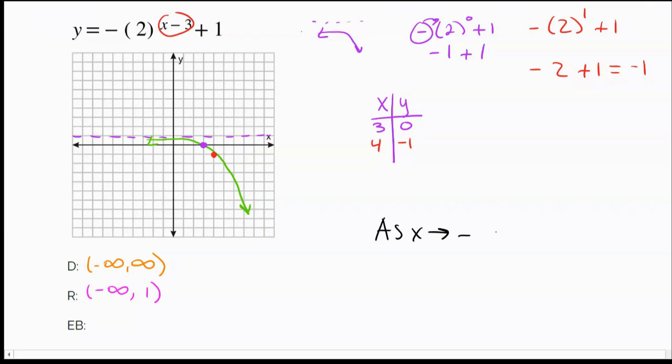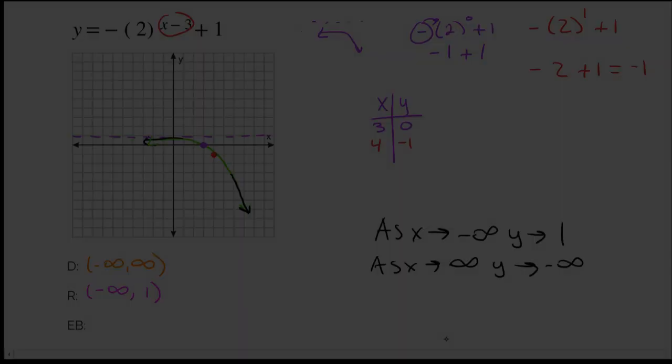As x goes towards -infinity, and as x goes towards +infinity. So I'm looking for the left side first. I see that as I'm going to the left, it's going up, but it's closer and closer and closer to the y value of 1, or that asymptote. The right side is going down and getting closer to -infinity. So there's my graph, domain, range, and end behavior.